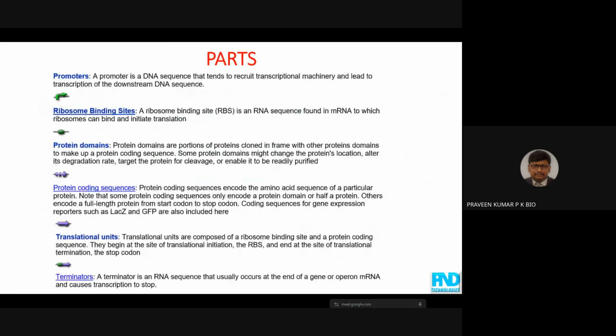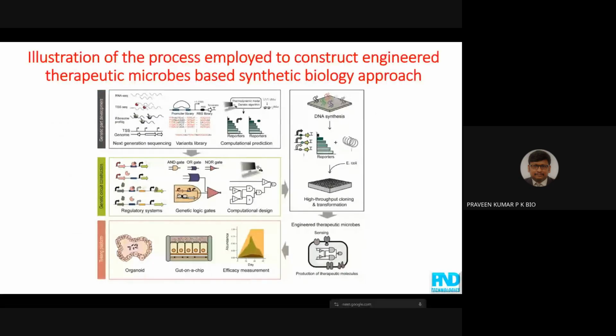Now, if you want to know more about promoters: a promoter is a DNA sequence that tends to recruit transcriptional machinery and lead to transcription of the downstream DNA sequence. So, if you're not confident in molecular biology, especially the synthetic biology terms represented here, okay, genetic engineering, one can study this using the Synthetic Biology Open Language software. All this information is taken from the software itself. Okay, these terminologies and what the genes are used for.